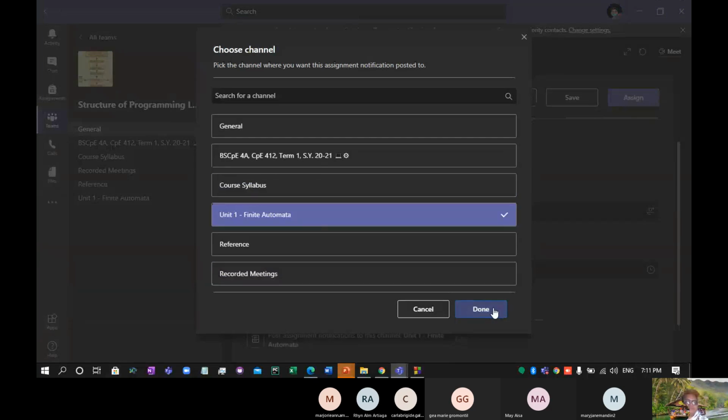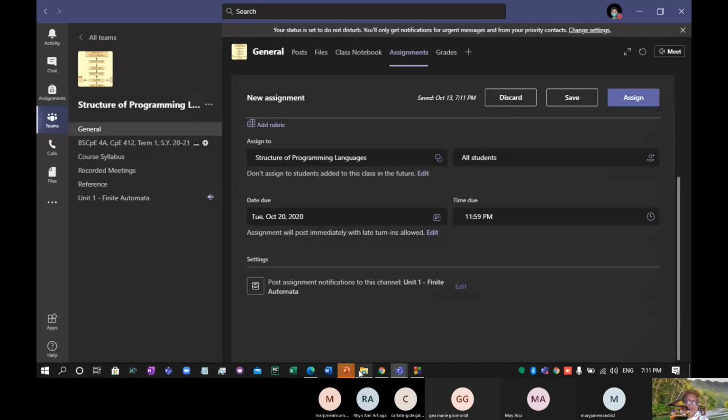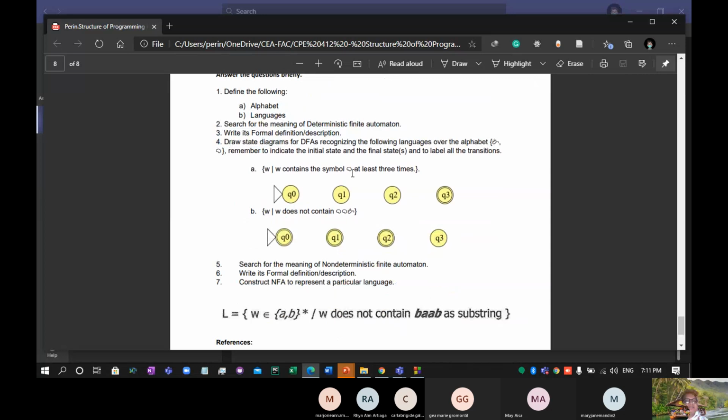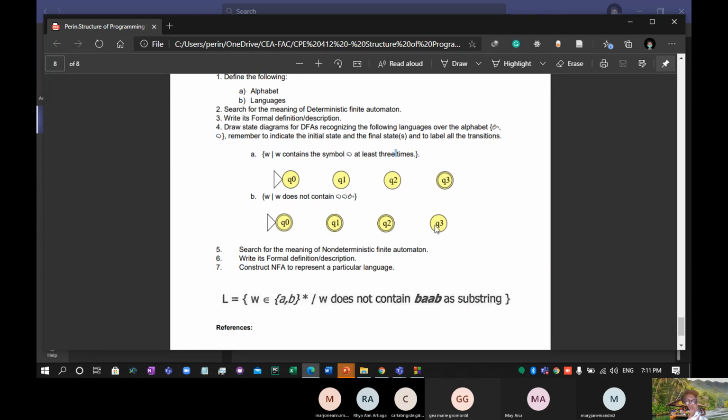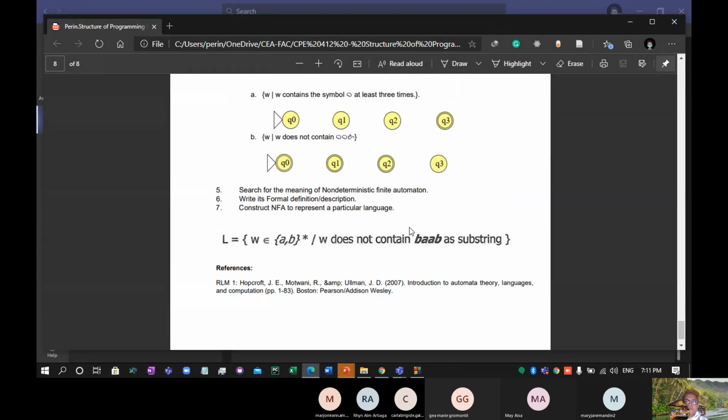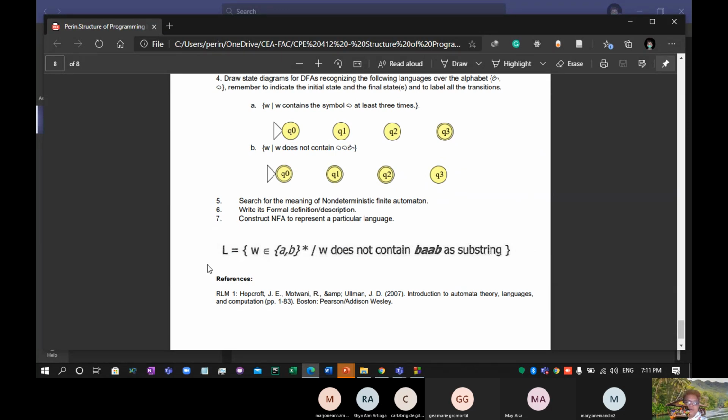Unit 1. So, what you will submit: search what is the definition of the alphabet of languages, and draw the state diagrams. For example, W contains a symbol, this symbol, at least 3 times. Search for the meaning of deterministic, and construct an NFA to represent the language. Any questions or examples?